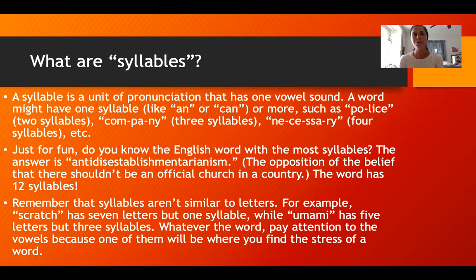Other words, for example, Kaho has 2. Ka-ho. Or Melina has 3. All right. So think about your own name. How many syllables are in it? A word might have 1 syllable, such as an or can, or more, such as police, which is 2 syllables, company, which is 3, or necessary, which is 4.